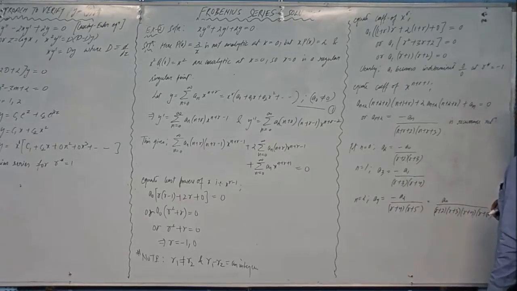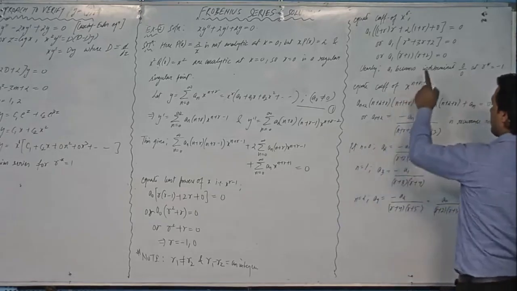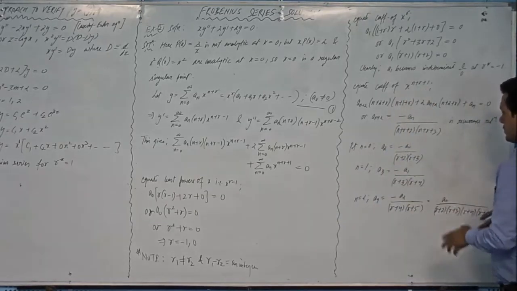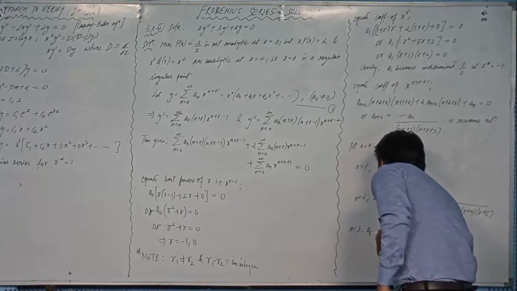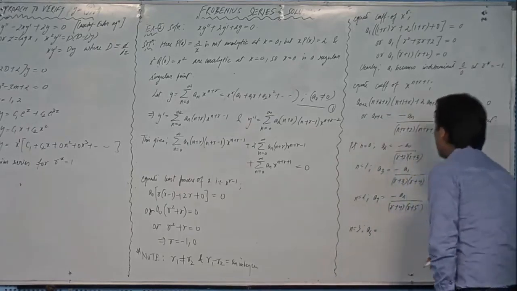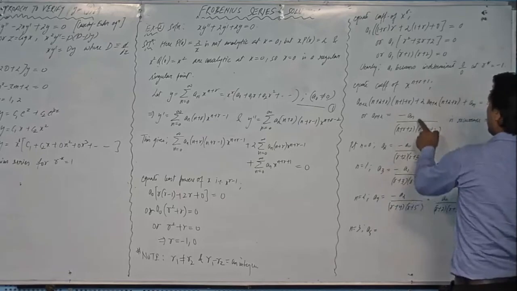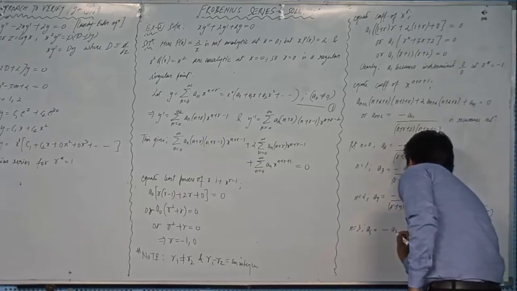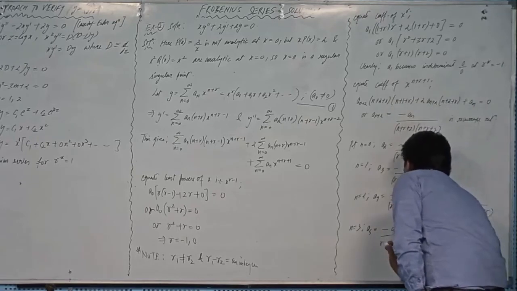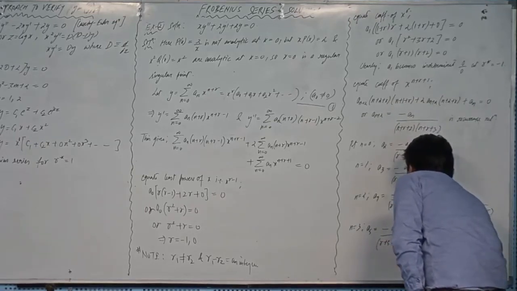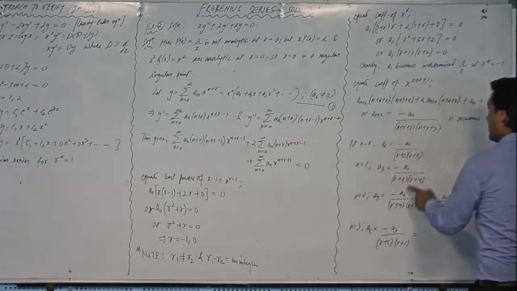Okay, I need one more value, I think. How many values? A0, A1, A2, A3, A4. Okay, one more value. N equal to 3. A5 will be equal to, if I put N equal to 3 here, that will produce minus of A3 over r plus 5, r plus 6. And that will give you the value of A3 is this.